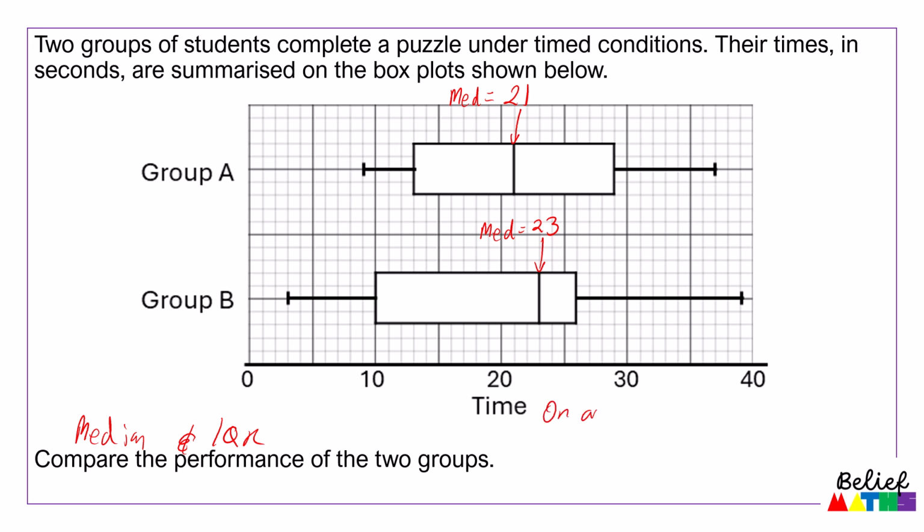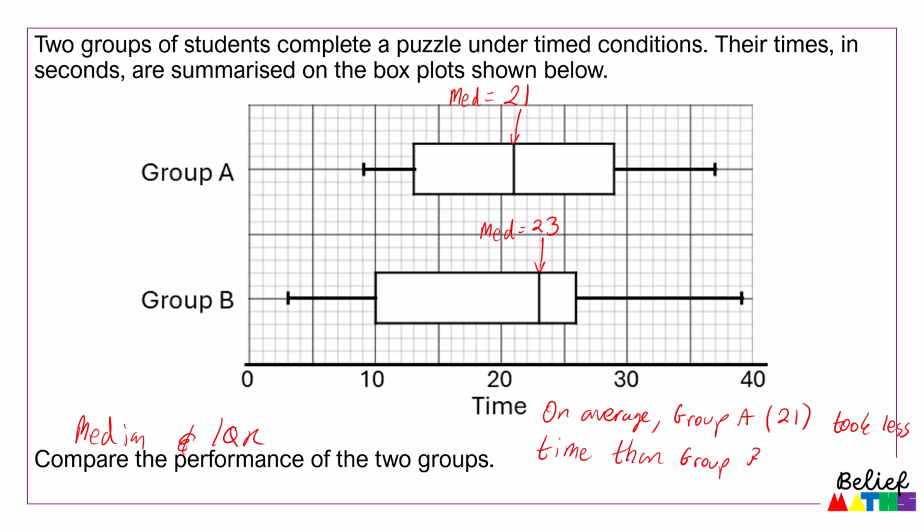On average, group A, now what I like to do is I say group A, and then I'm going to put their value in there, so 21, because what they'll often ask you to do is make sure you've read it. So by putting it in there, it makes it really clear, and it's a nice concise way to write this. So on average, group A took less time. You can then write to complete the puzzle if you wish, but took less time is enough than group B.